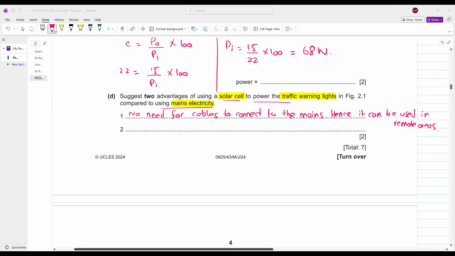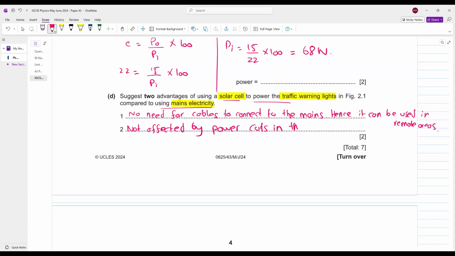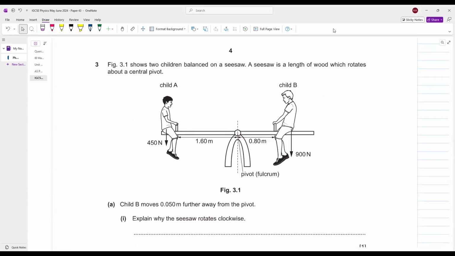Also, what is the second advantage? This light is not affected by power cuts in the main supply. सिंपल, मेन सप्लाई में अगर पावर कट्स हो रहे हैं, this traffic light wouldn't be affected by that. Let's further move ahead. आगे बढ़ते हैं बेटा. So let's see this question.